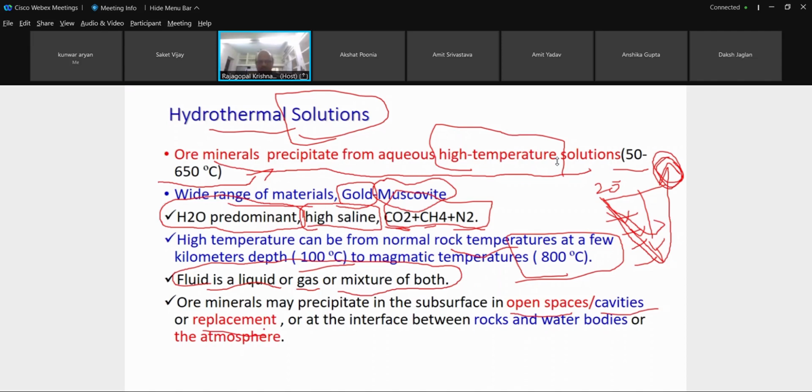At the interface between rocks and water bodies, of course, I should not use the term water bodies, because water body means we think of lakes and oceans. Sometimes you do have hydrothermal systems in the oceanic environment, like the mid-Atlantic ridges, where the basalts are coming up, and there is a system for volcanogenic sulfides. You do have that, but we don't call them water bodies.